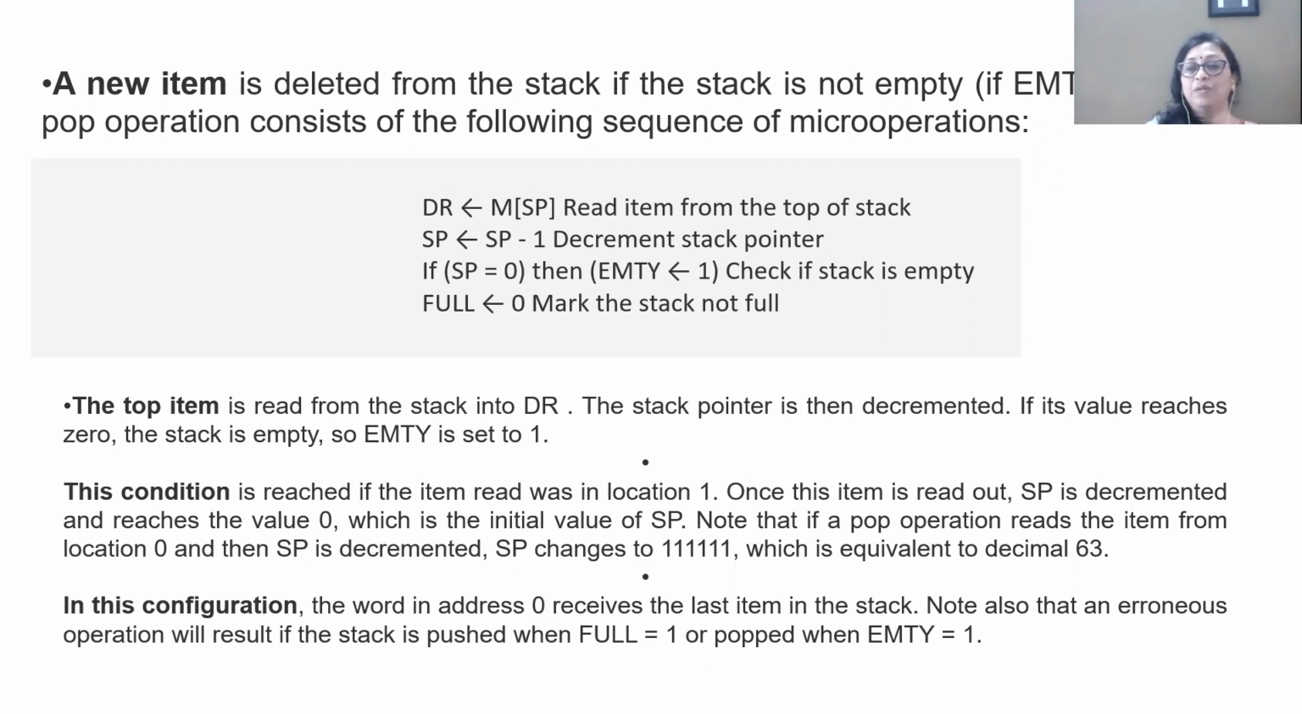So first you have to delete the atom and then decrement. In push operation, what we have seen is, first you have to increment and then push. Here you have to delete, that is pop, and then decrement the pointer. And after decrementing the stack pointer, you have to see if the stack pointer is 0. If the stack pointer is 0, then you can mark empty equal to 1. And full obviously is equal to 0 when you are going to delete some atom from the top of the stack.